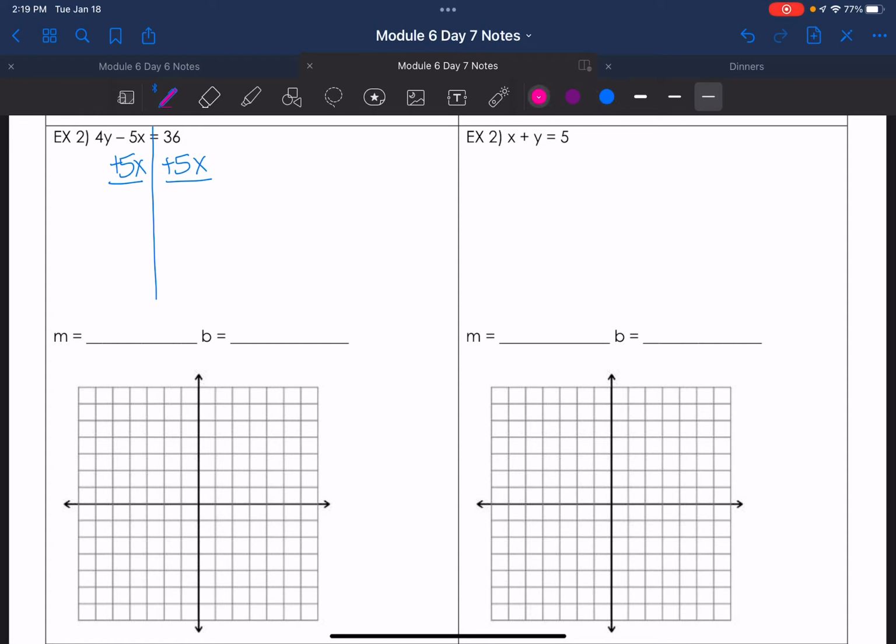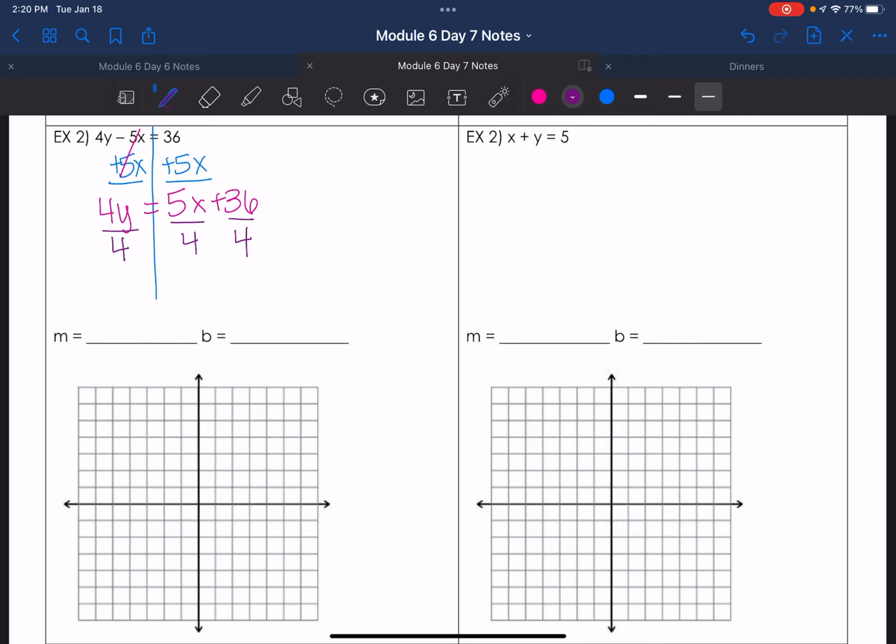When I do that, -5x and 5x cancel out. I'm left with 4y equals 5x plus 36. Now remember, 5x and 36 cannot combine because they are not like terms. Then we are going to divide by 4 on both sides because what I do to one side, I have to do to the other.